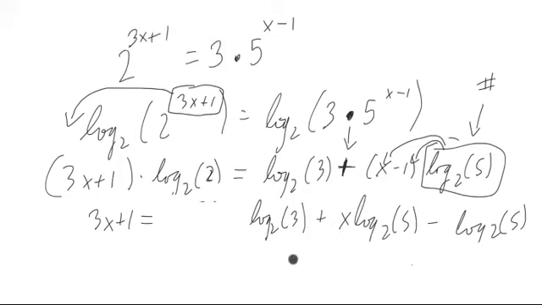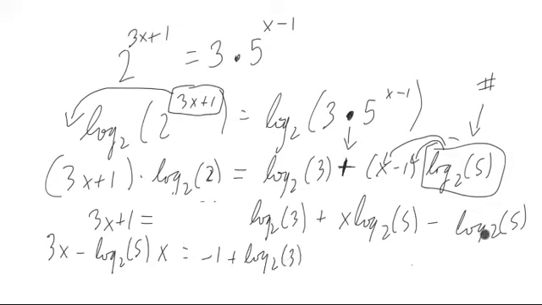So let's subtract this over here. So we get 3x minus, and I'll write the log base 2 of 5 in front of the x, so we can think of this as a number times x. Now this 1, let's move it to the other side. Minus 1. This remains over here, log base 2 of 3, and we still have minus log base 2 of 5 over here. All right, so how are we going to find x? We've got to isolate it. We see two instances of it.